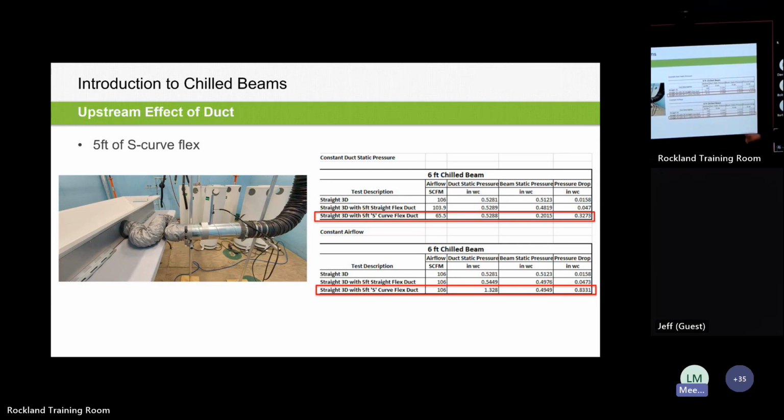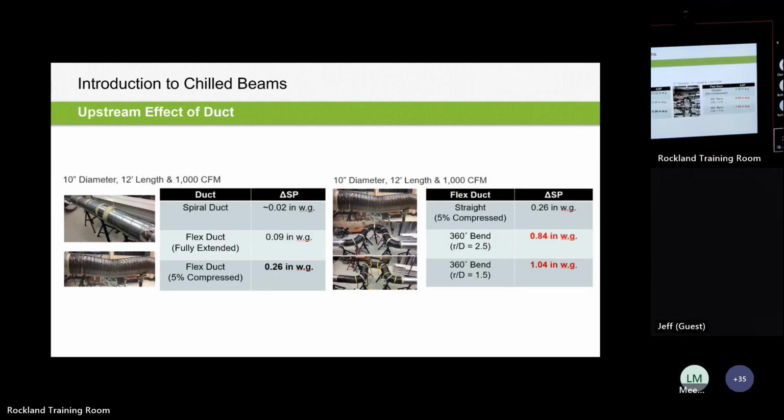So the top graph is showing maintaining the same duct pressure for the VAV upstream. And the bottom one is how much static pressure do we need in the ductwork if you wanted to maintain the same CFM to the beam. So hopefully that's kind of clear and makes sense. So you go from 0.53 inches to 1.33 inches of duct static pressure needed just between the difference in inlet conditions.